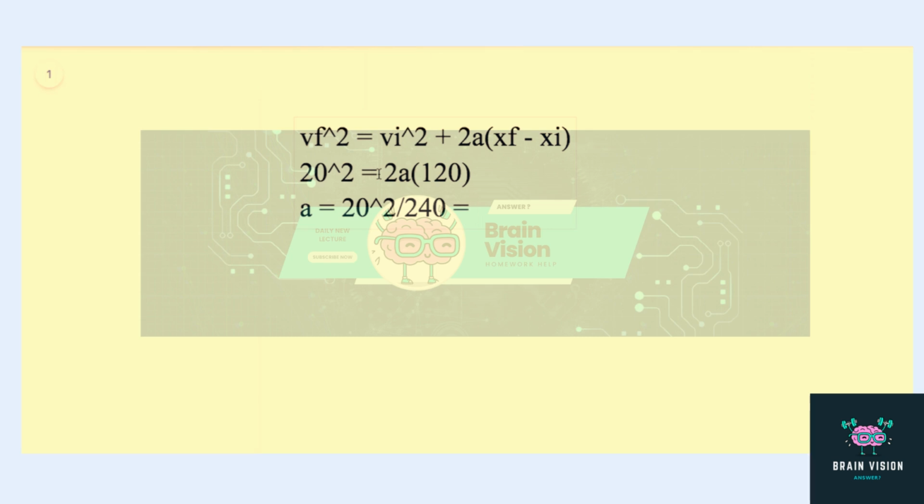Put it into a calculator. It is 1.7 meters per second squared. Two significant digits.